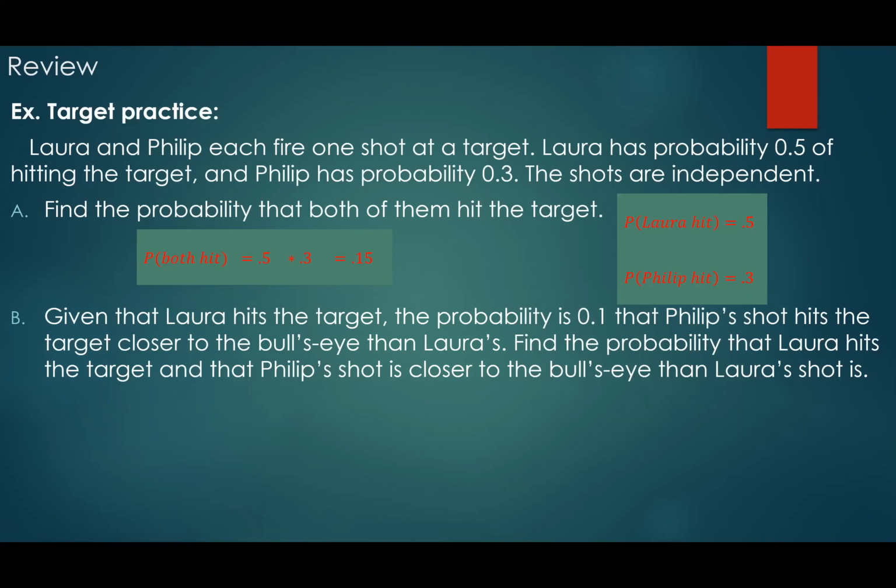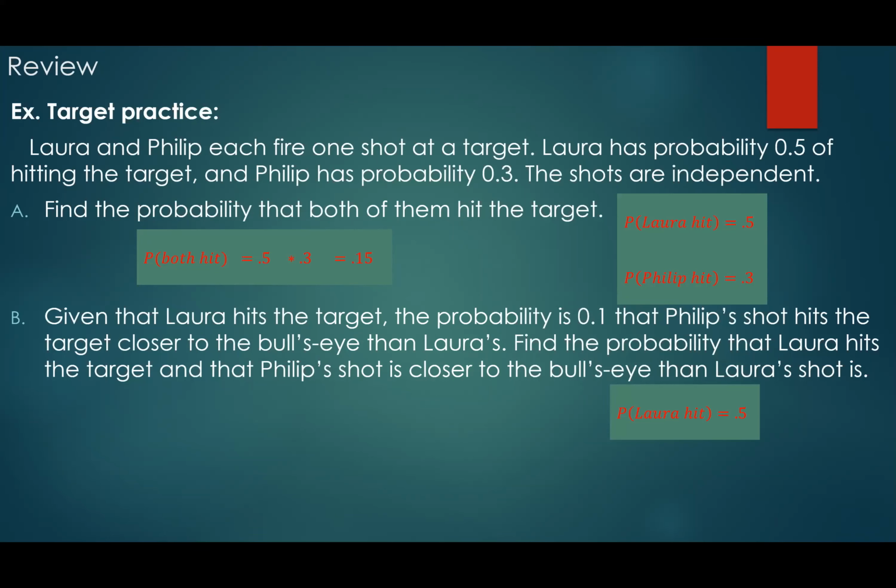Okay. Now, the second one, given, meaning, as you can see, there is a conditional probability. Given Laura hit the target, the probability is 0.1 that Philip hit the target closer to the bullseye than Laura. So again, the condition here is Laura had to hit the target, and then Philip hits the bullseye closer than Laura with probability 0.1. Looking at this, if you dissect it, the probability of Laura hitting the target is the same, which is 0.5.